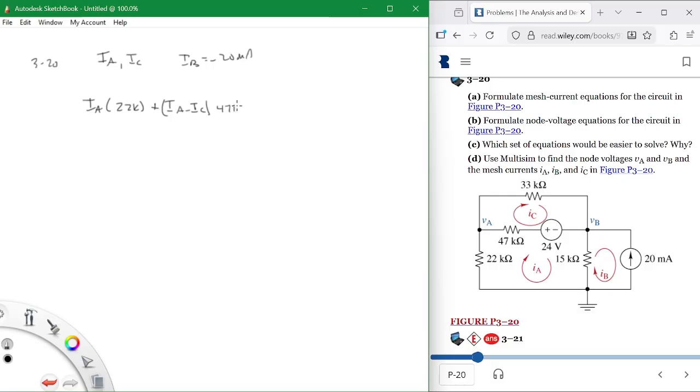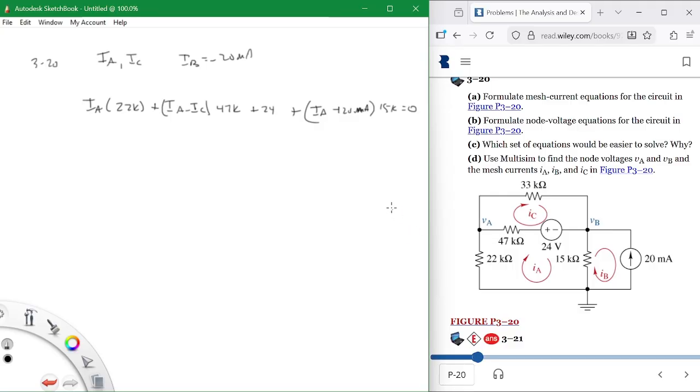47K. And then I run into the 24 volts plus on the left, so I say plus 24, plus IA minus, what? Minus 20 or plus 20 milliamps. IA plus 20 milliamps times 15K equals 0. So that's writing the equation for this loop right here. Everybody see that?